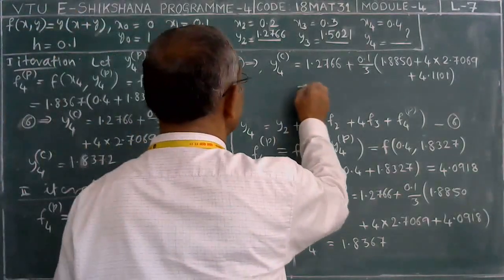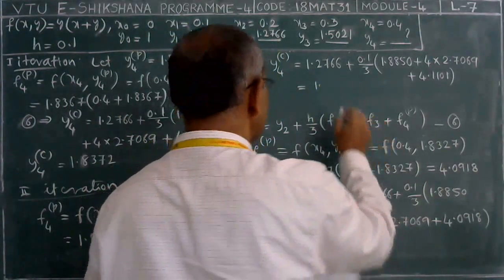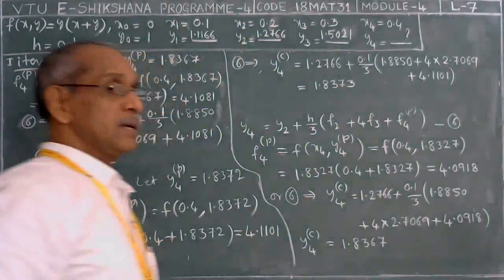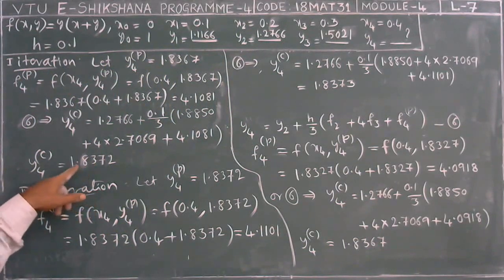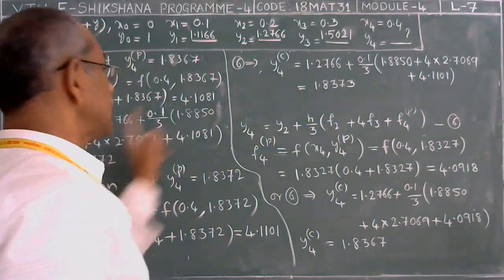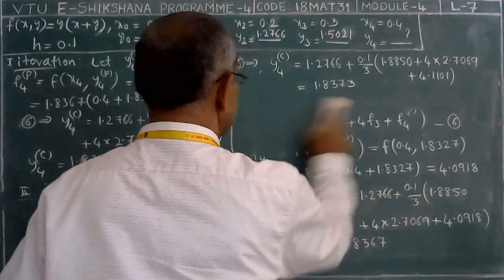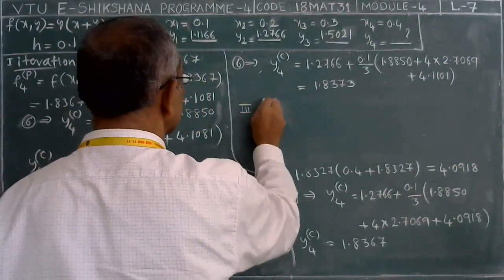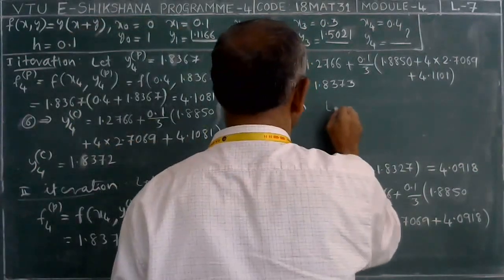So if you calculate carefully using a calculator, you get, for the second iteration, 1.8373. Okay, still there is a difference. The first iterated value of y is 1.8372. The second one is 1.8373. There is a difference in the fourth decimal place. So still we can refine this. So considering the third iteration, third iteration.